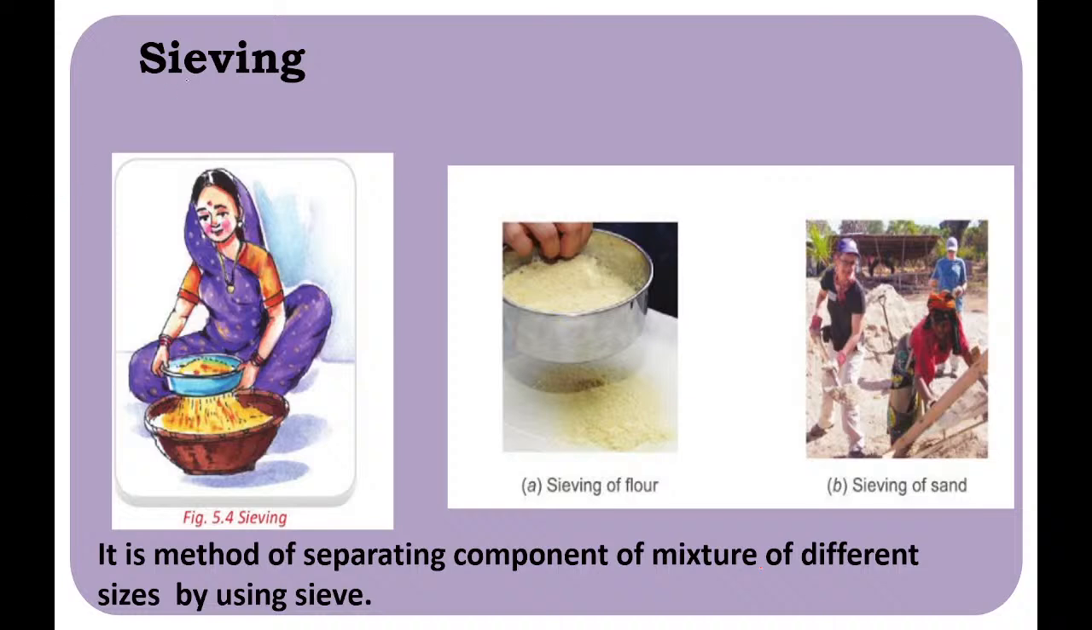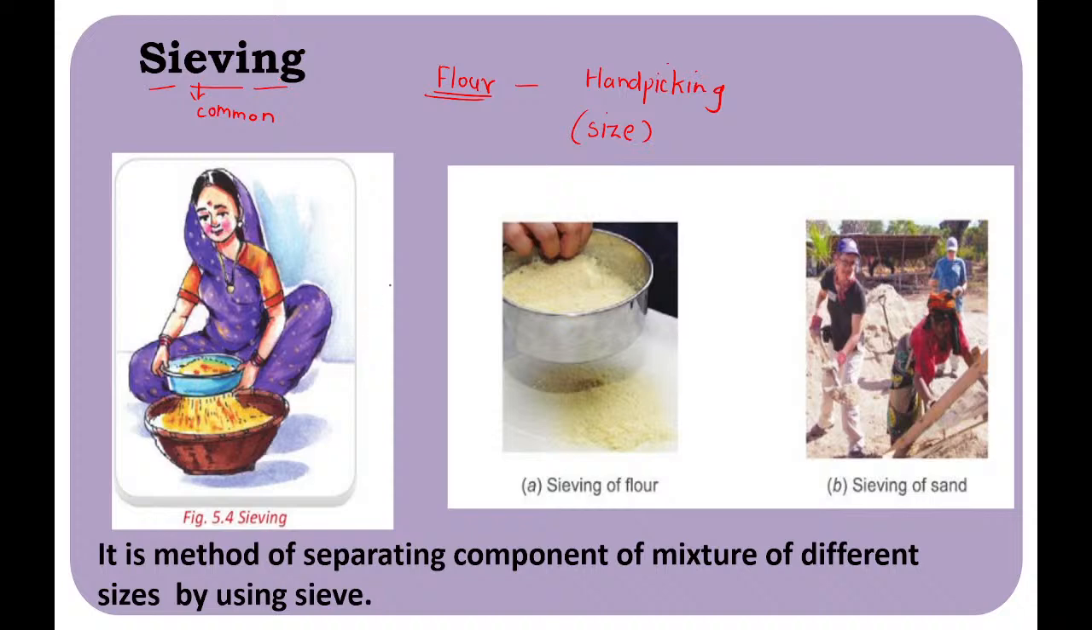What is sieving? This is a very common method, commonly used at home. Whenever you get any kind of flour from the market, it will have some impurities. Now you cannot use the hand picking method to separate those impurities from the flour. Why? Because the size of the impurities is very small, and the flour is also very tiny. You cannot even hold it with your hand. Therefore you need to adopt some other method, and the method that we use here is called the sieving method.